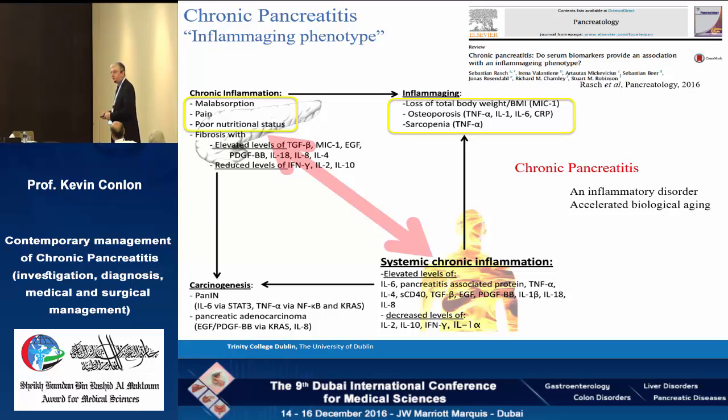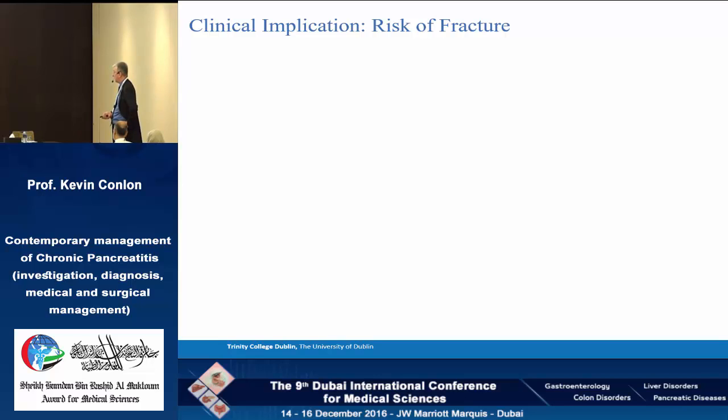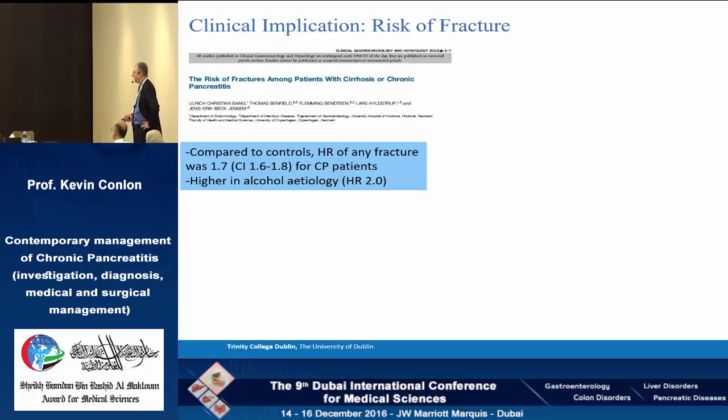And what we think is happening is we're accelerating the biological aging in patients with chronic pancreatitis. So why is this important? Well, a Danish group showed that compared to controls, there is a higher rate of any fracture in chronic pancreatitis, and especially in patients with alcohol. The Americans have shown the same.